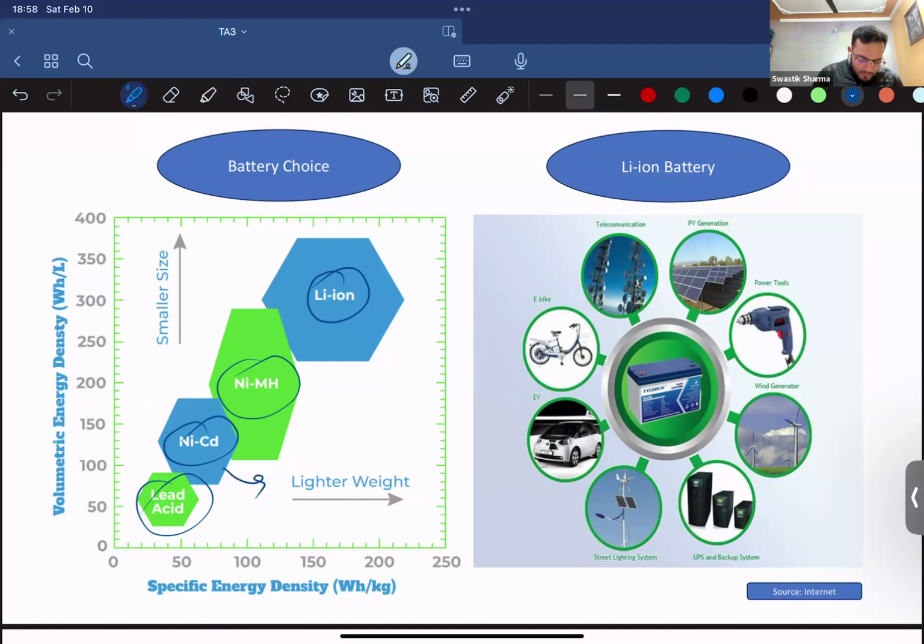Generally, nickel, cadmium, and lead acid usually had memory effect. Let's say if you were only using 20% of the battery, this memory effect will kick in.